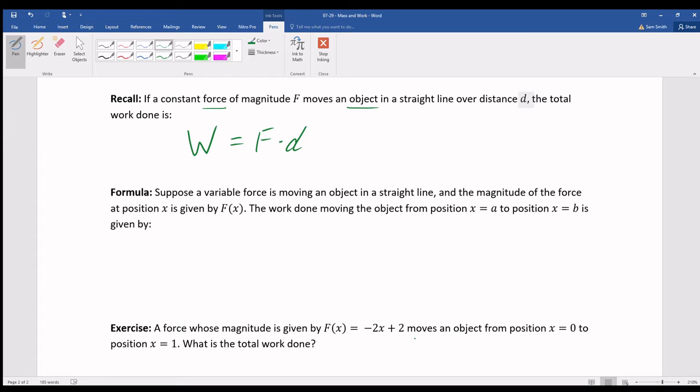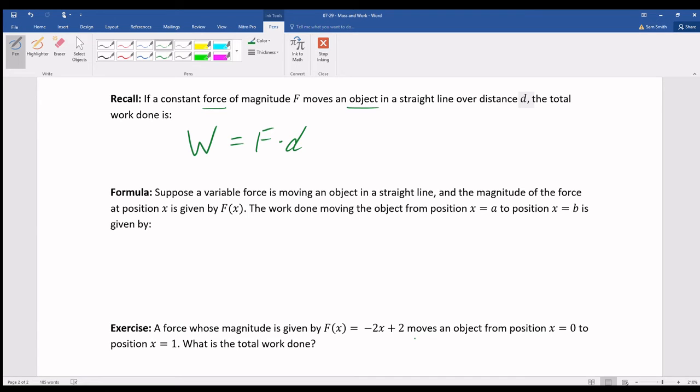It's a little bit more reasonable to expect the force to grow maybe slightly stronger or slightly weaker as it acts upon this object. And in that case, our force would be given by a function of the position of the object. How strong is the force when the object is located here along its journey?